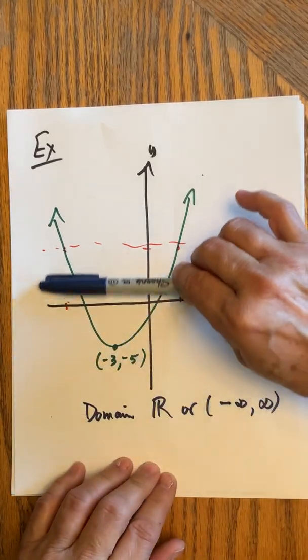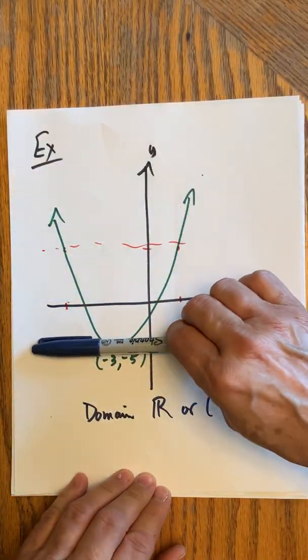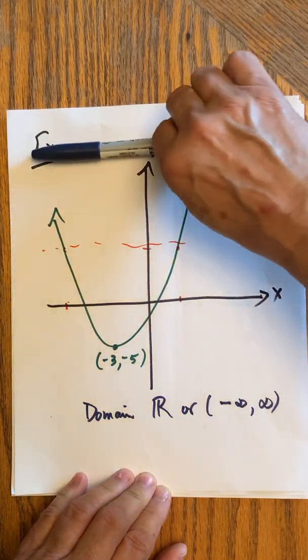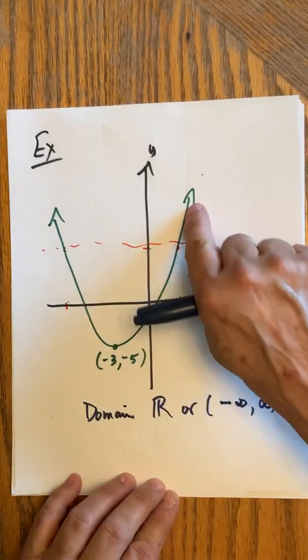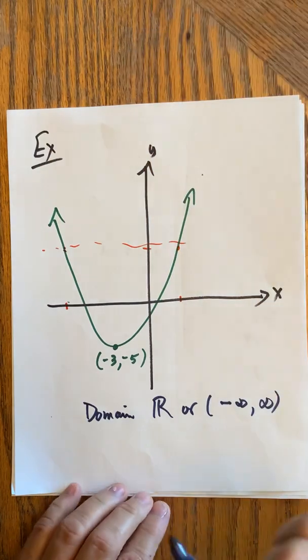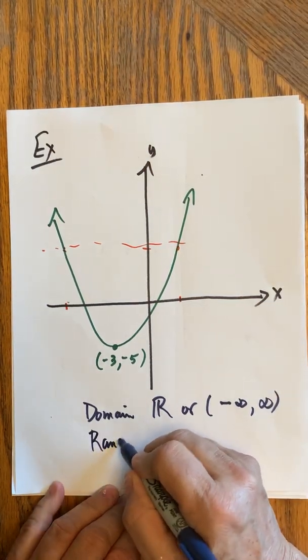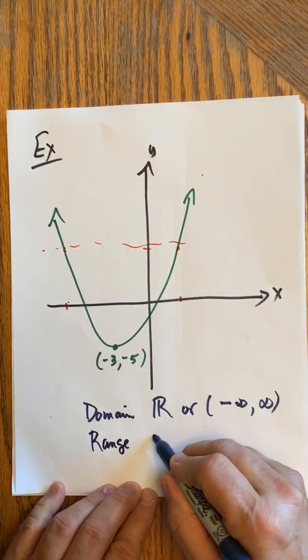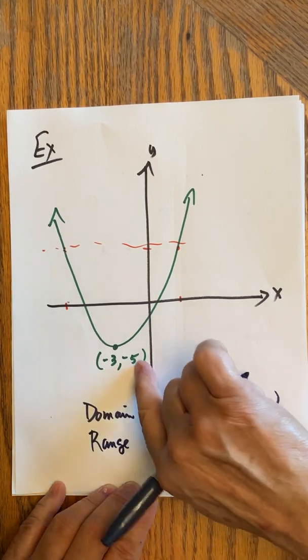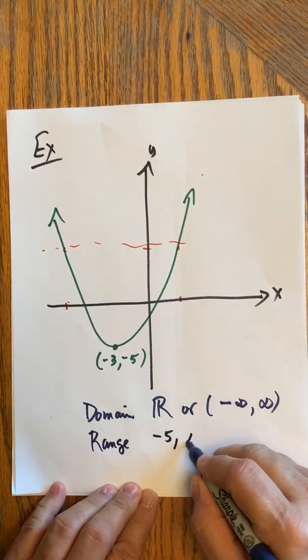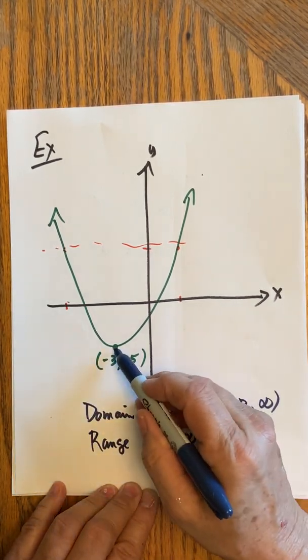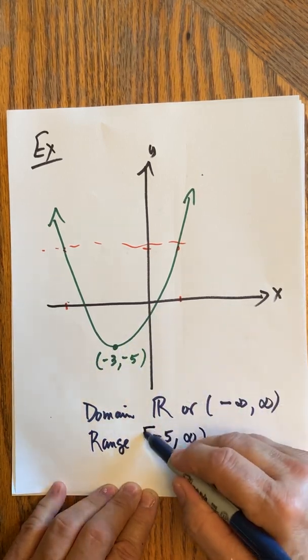So what outputs are possible? Well, actually, anything from negative 5 onward is possible. And because of the arrows, it goes on infinitely. So for the range, we start at negative 5, there's the output value, and then go on to infinity. And negative 5 I can land on, so it is included.